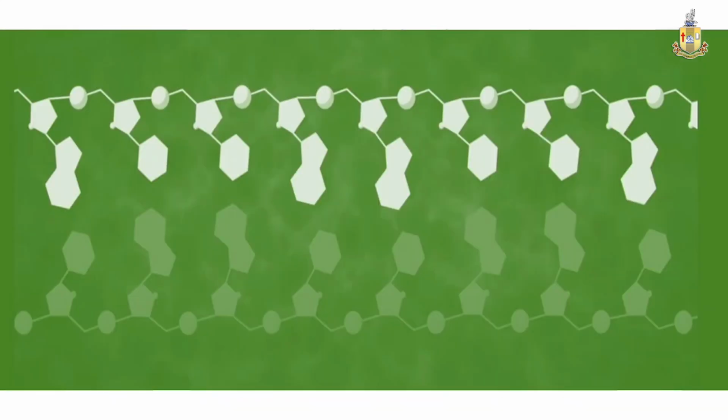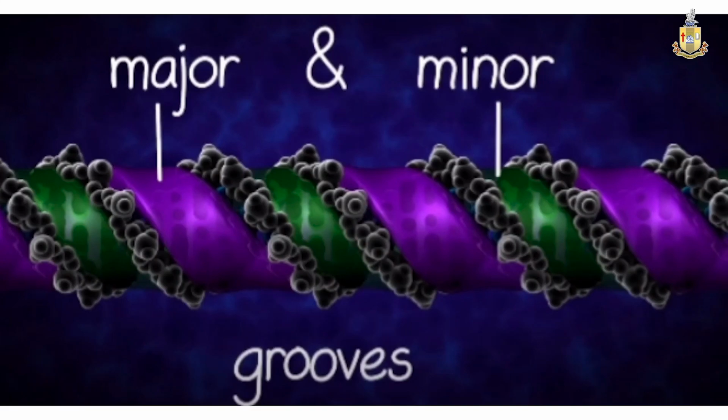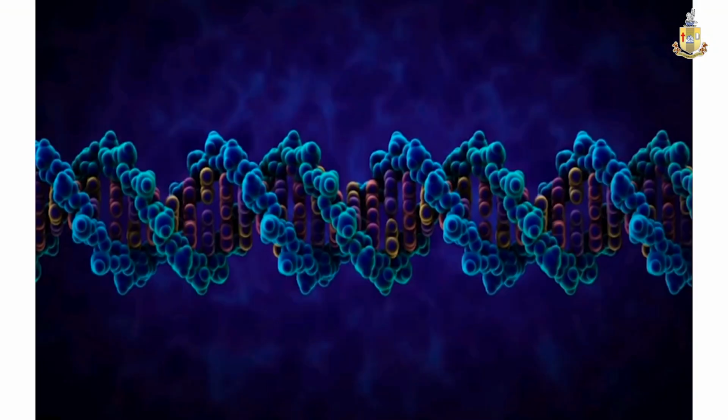The regularity of the helical structure creates spaces called the major and minor grooves. These grooves act as base pair recognition sites. So, DNA is necessary for the production of proteins, and the regulation, metabolism, and reproduction of the cell.